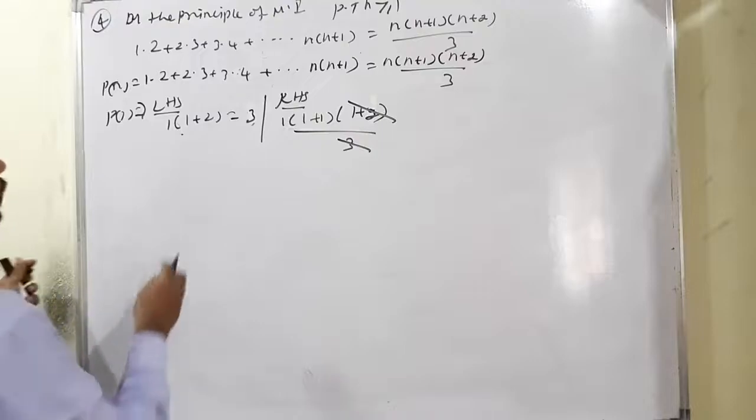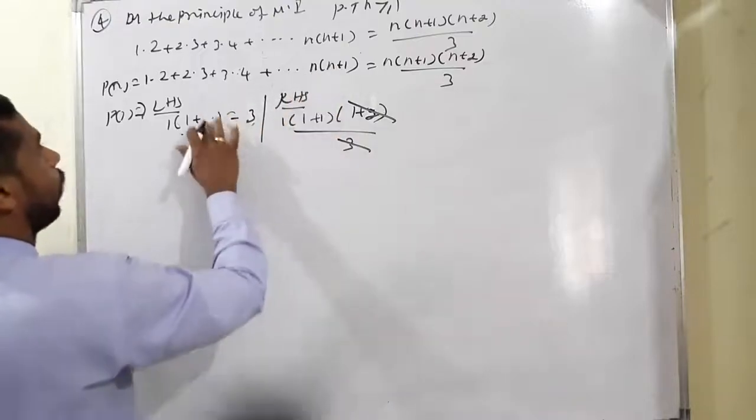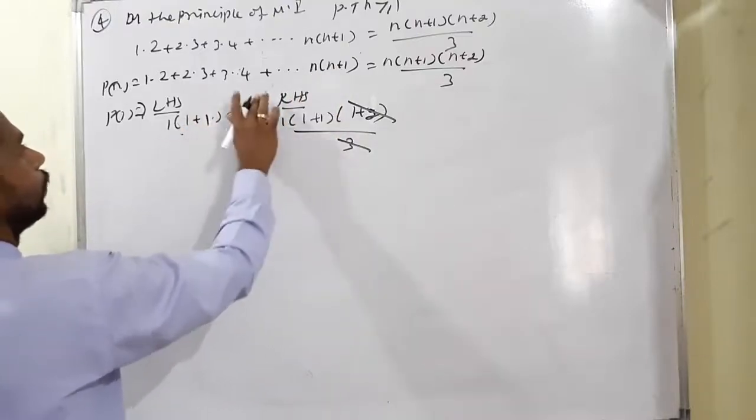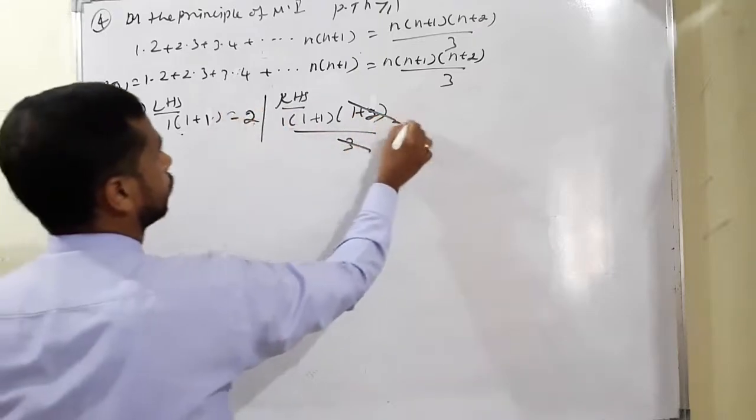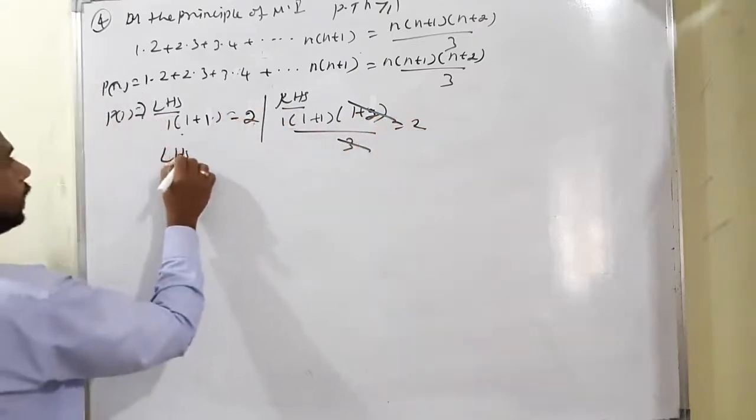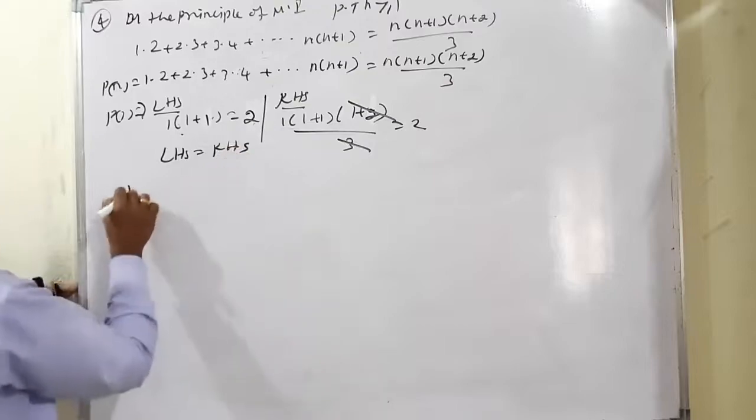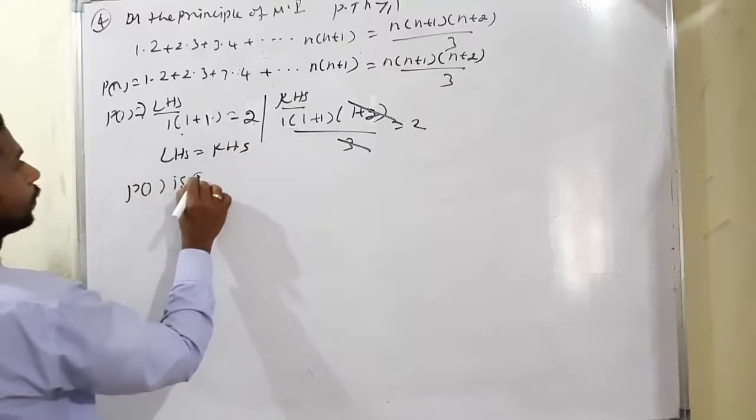Sorry my dear, this is actually 1 into 1 plus 1. Now 1 plus 1 means 2, and 2 into 1 means 2. Therefore here also 2 will come. Therefore we can say LHS equals RHS. So P of 1 is true.